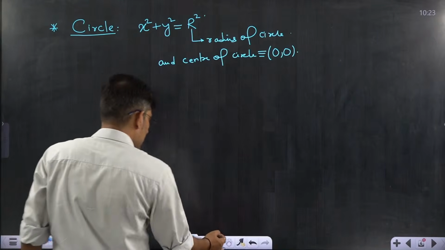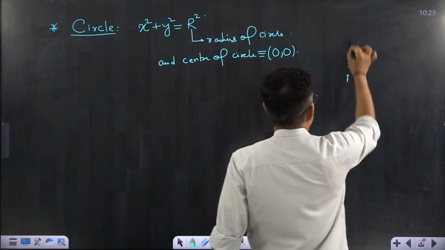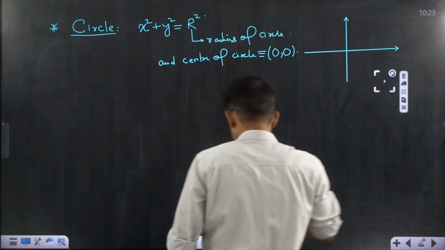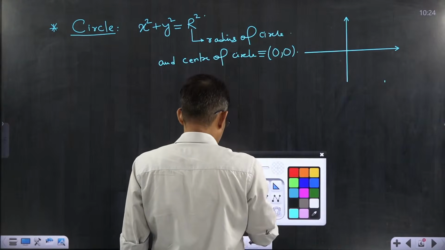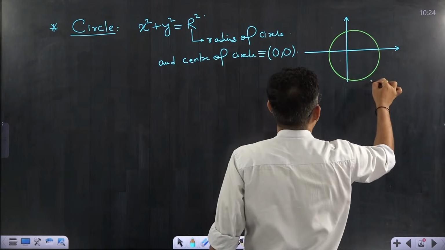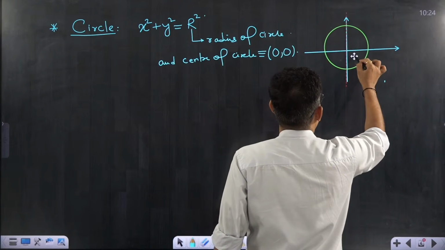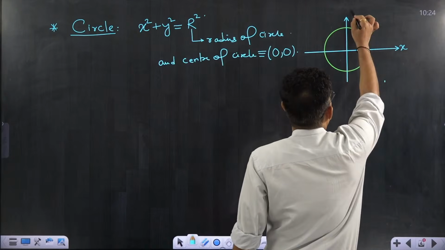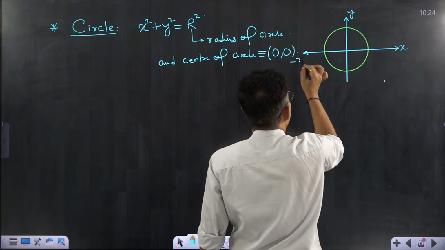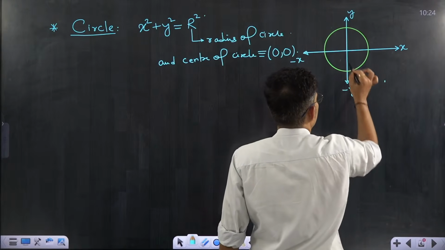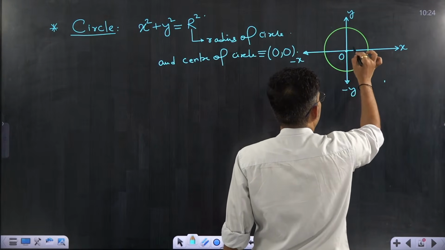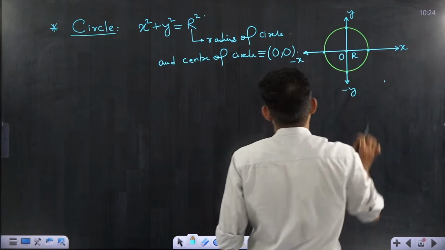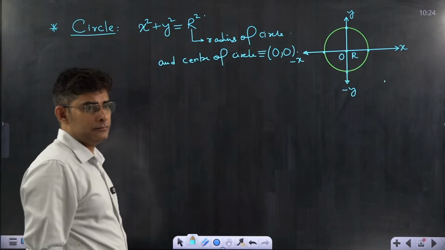So this, if you see, the points where it can cut: this is the center at the origin, this becomes the radius. Now you can see four points where the graph is cutting the axes.